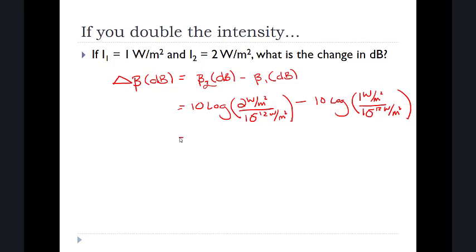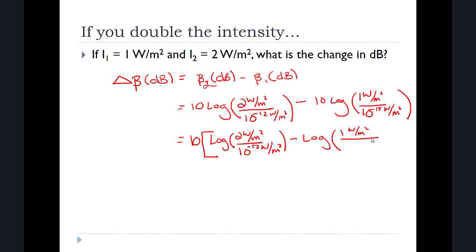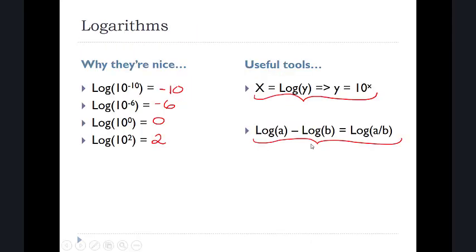Okay, I'm going to factor out a factor of 10 because I got it in both pieces. So now I have the log of 2 watts per meter squared over 10 to the minus 12 watts per meter squared, minus the log of 1 watt per meter squared over 10 to the minus 12 watts per meter squared. And you can see here, I'm subtracting logarithms. If I go back a couple slides, I can make use of this example. Log A minus log B is the log of the difference.